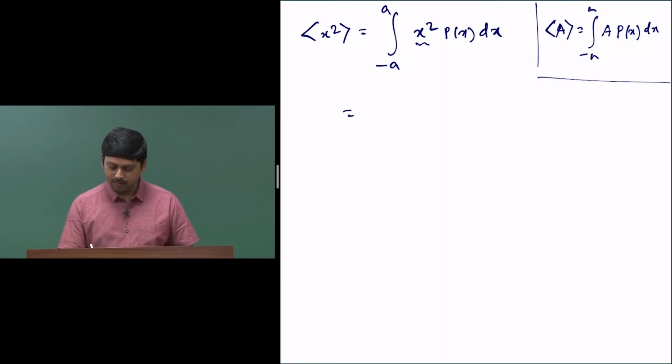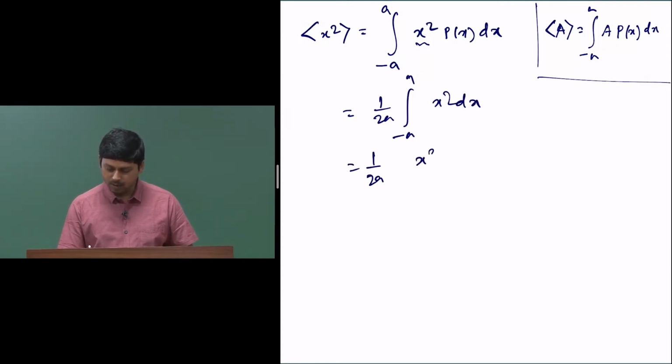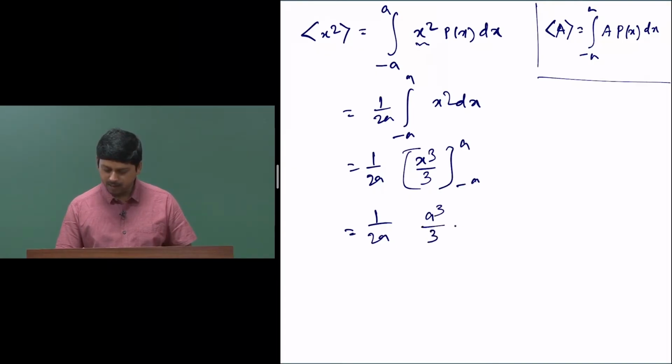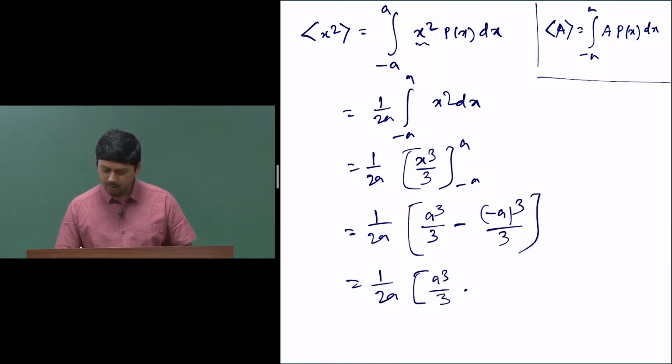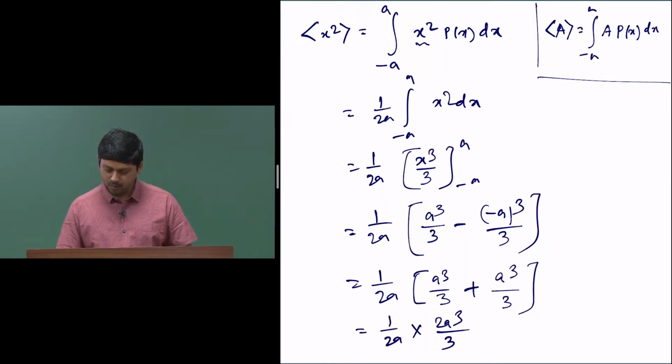Now, this is again very simple: 1 by 2 a, integral from minus a to a of x square dx, which is 1 by 2 a times x cube by 3 from minus a to a, which is a cube by 3 minus minus a cube by 3, which will give us plus. So, we are going to get 1 by 2 a multiplied by 2 a cube by 3, the 2 cancels. So, we are going to get a square by 3.